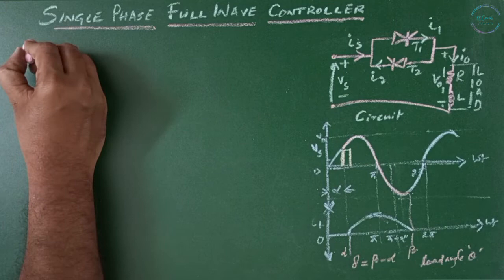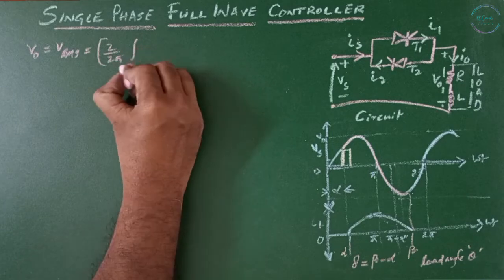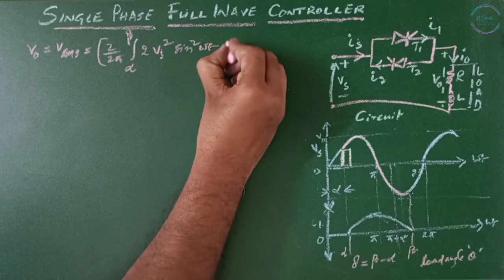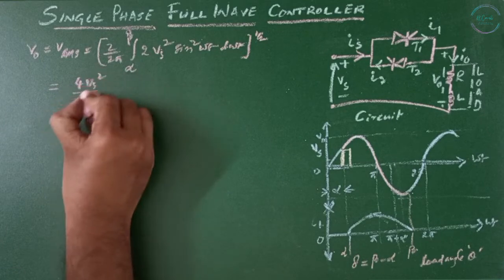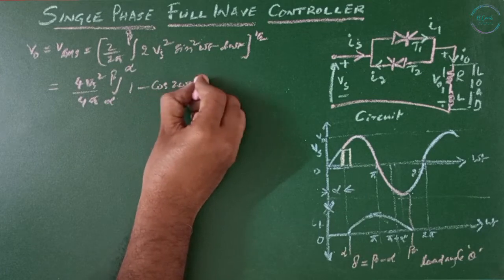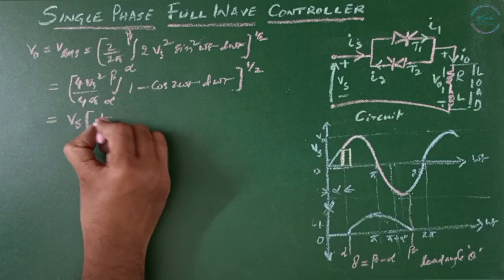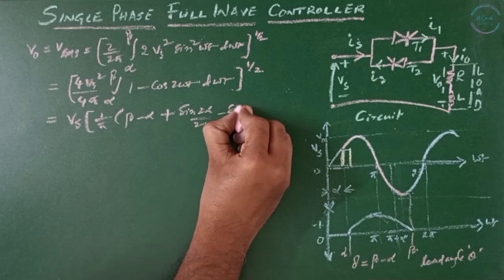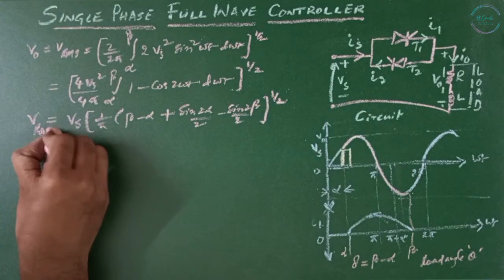Now, the RMS output voltage, that is V0, which is nothing but V RMS, equals the square root of 1 by 2 pi integral alpha to beta of 2 Vs square sine square omega t d omega t. If you solve this, it is 4 Vs square by 4 pi integral alpha to beta of 1 minus cos 2 omega t d omega t, under the square root. That gives Vs times the square root of 1 by pi of beta minus alpha plus sine 2 alpha by 2 minus sine 2 beta by 2. This is our V RMS.